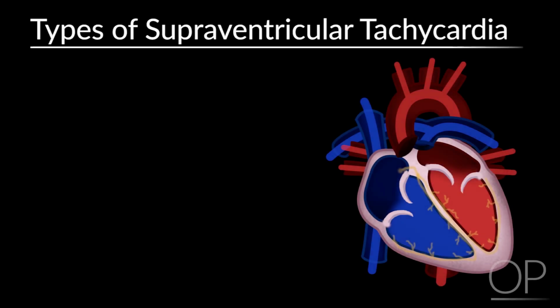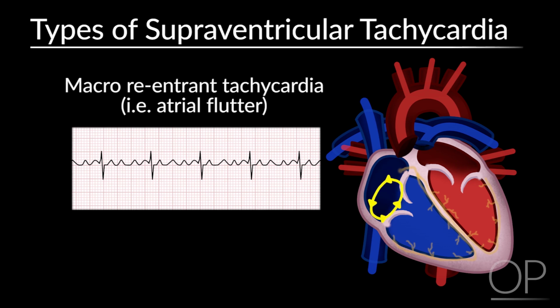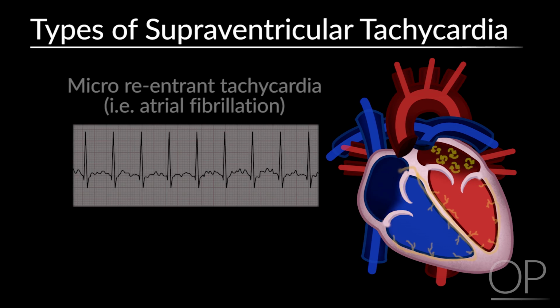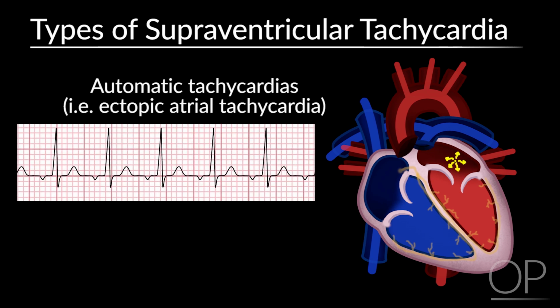Supraventricular tachycardia is actually a collection of different arrhythmias that can be further separated into multiple categories. Reentrant tachycardias involving the AV node usually are called SVT or reentrant SVT. Others include macro-reentrant tachycardia such as atrial flutter, micro-reentrant tachycardia such as atrial fibrillation, or automatic tachycardias such as ectopic atrial tachycardia.